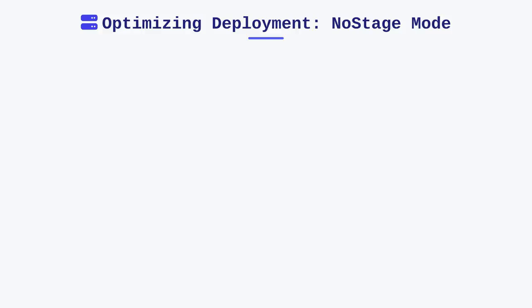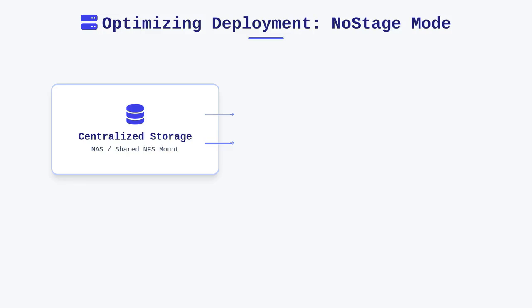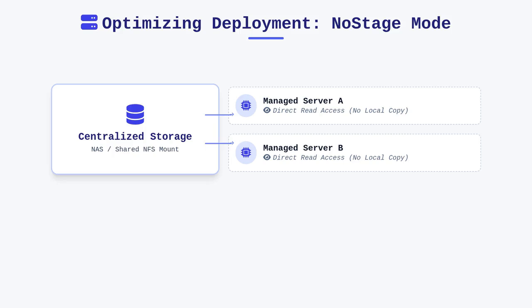If your architecture relies on a centralized storage solution, such as a high-performance network-attached storage array or a shared file system accessible by all nodes via a network file system mount, you should consider utilizing no-stage mode. In this configuration, the managed servers do not copy the application archive locally. Instead, they read the application files directly from the source path provided during the deployment process.